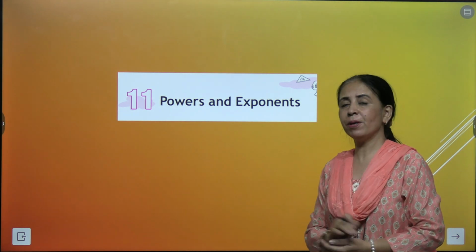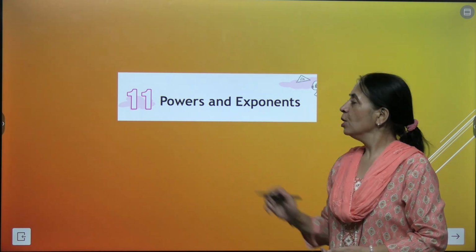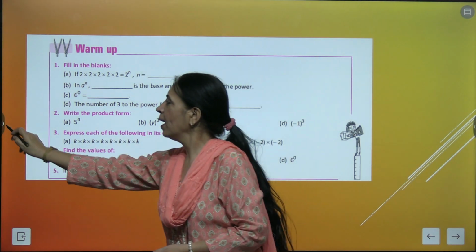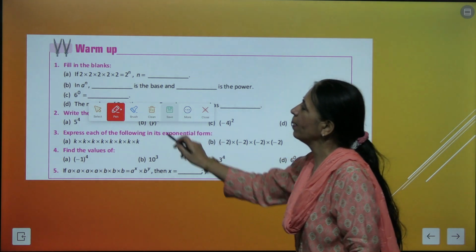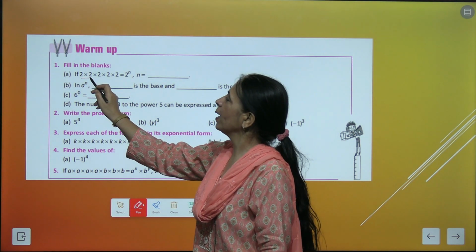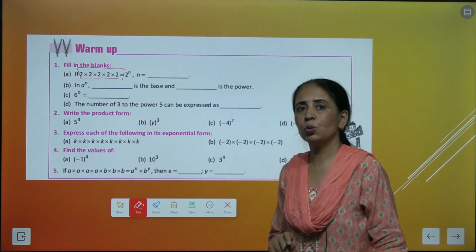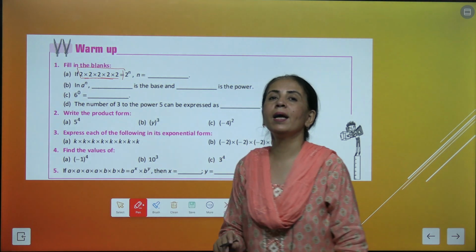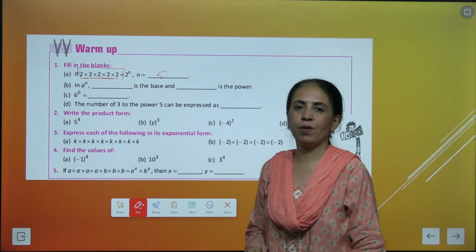This is chapter number 11. We have powers and exponents. So, before we start, हम एक छोटा सा warm up करेंगे and in this we have few questions. So, let's do them. If 2 multiply 2 multiply 2 multiply 2 multiply 2 is equal to 2 raised to the power n, यहाँ 2 कितनी बार मल्टीप्लाई हो रहा है, that will be the value of n. So we write n as 5.